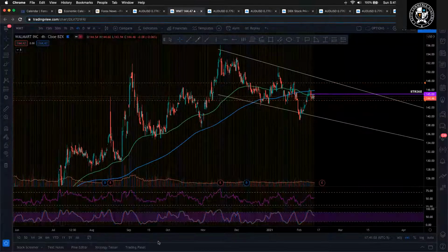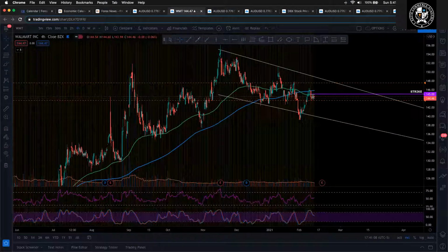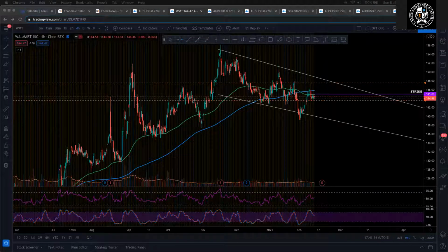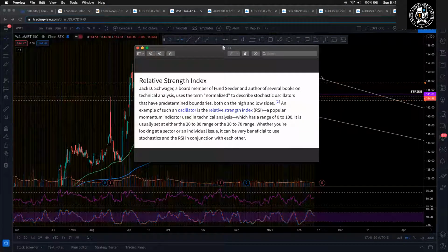So at the bottom of my chart, I have my RSI and I have my stochastic. For those of y'all who don't know what these two indicators are, I'm not going to pull up a huge PowerPoint for it, but I do have a brief description, so you at least know what the RSI is. All right, so the RSI, Relative Strength Index, invented by Jack D. Swagger, a board member of the fund Cedar and author of several books on technical analysis, uses the term normalized to describe stochastic oscillators that have predetermined boundaries, both on the high and low sides.